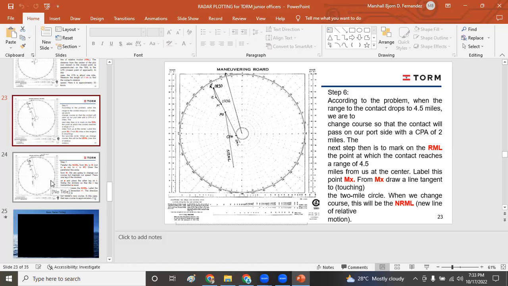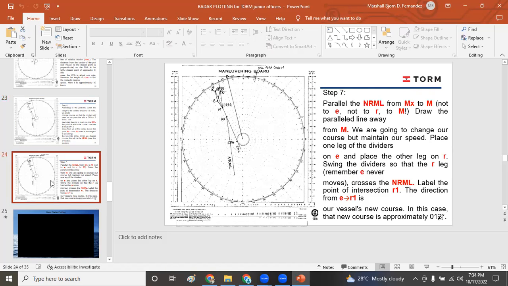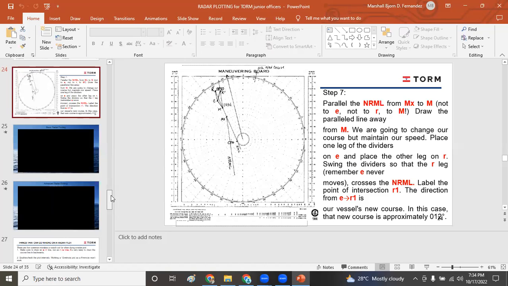Yes, sir. Okay, we go to step 7. With that new CPA and new direction of relative motion line, you are going to determine which course to steer in order to have a new CPA of 2 miles. So this line from point MX going this direction, transfer this using your parallel ruler or triangles back to M. This is point M. On that direction, you transfer the MX line from point MX up to the M. Okay?